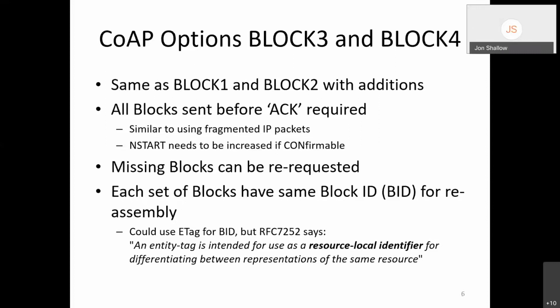An addition to block 3 and 4 is that we can request missing blocks. So if we're missing some data, some packet hasn't got through, we can re-request it. And so that we can make sure the blocks create the body of the entire chunk of data that's to be passed down, we've come up with using a block ID for reassembly. There has been a bit of discussion about using ETag, but we're not entirely sure whether we can use ETag because it is a resource local identifier. So there's a question mark in our mind whether ETag would work instead of having this block ID as part of the block 3, block 4 packets.